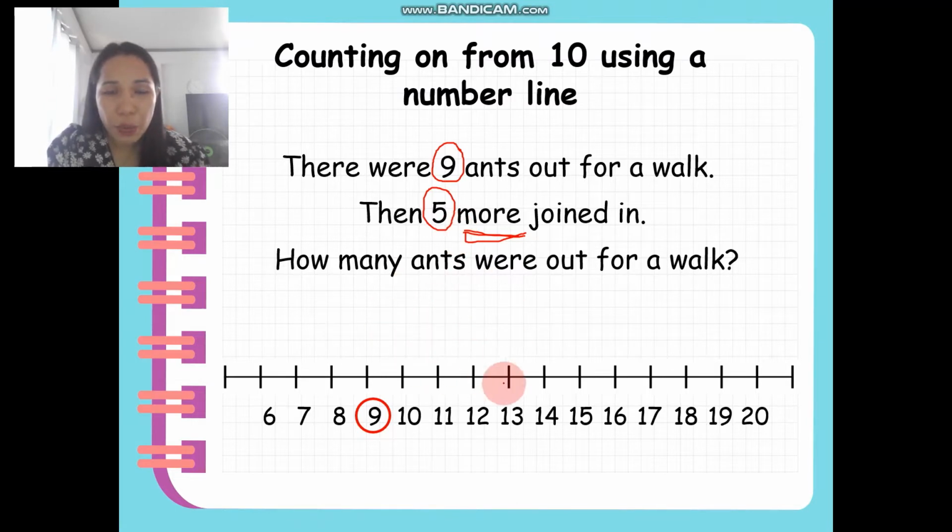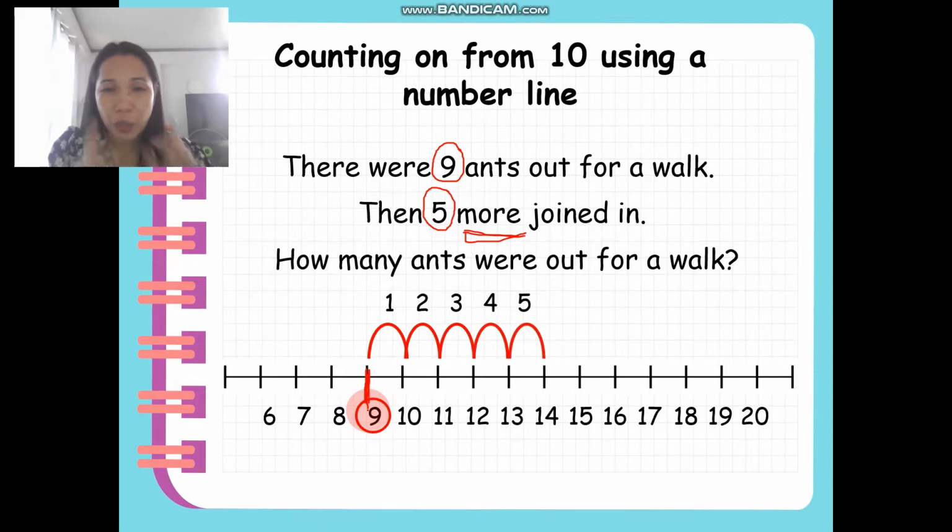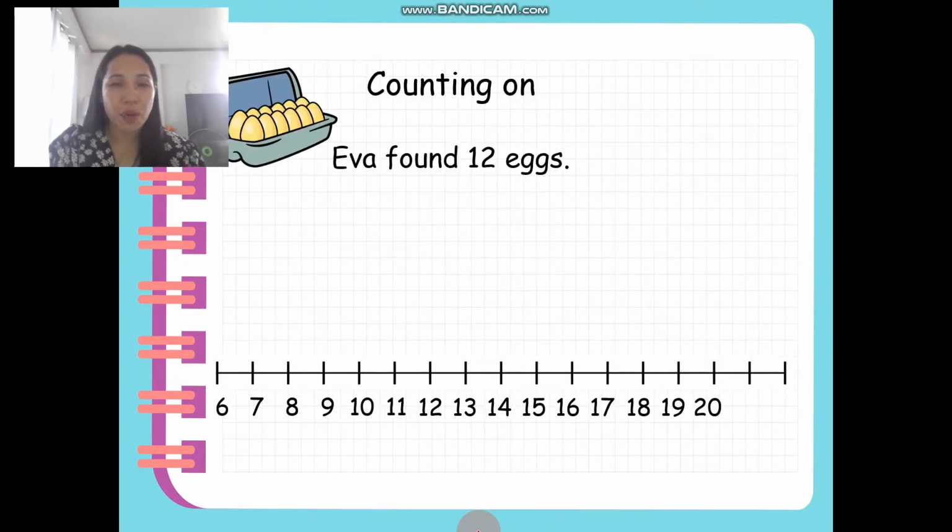So we are going to start with 9. 9 ants went for a walk, and then 5 more join in. So we're going to jump 5 times from number 9. Okay, ready? We've got 1 jump, 2 jumps, 3, 4, and 5. So after jumping 5 times, I ended up in number 14. So that means 9 plus 5 is 14.